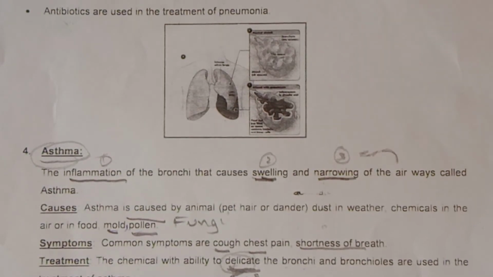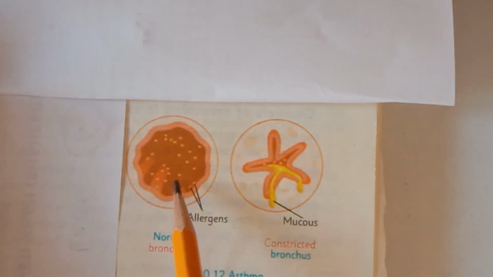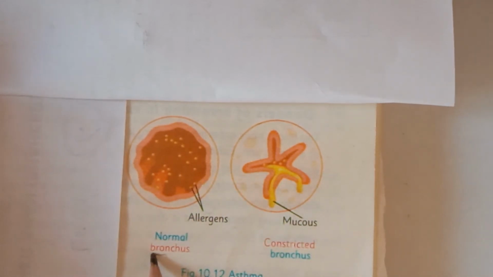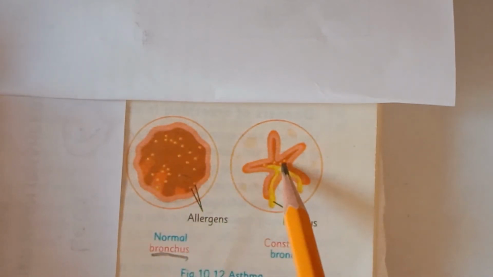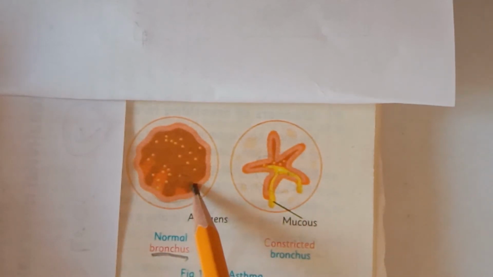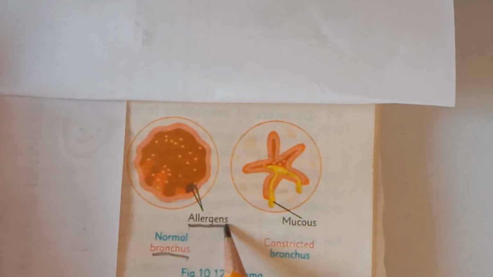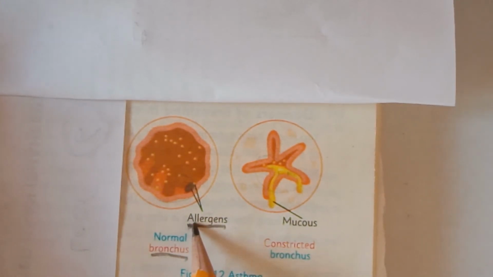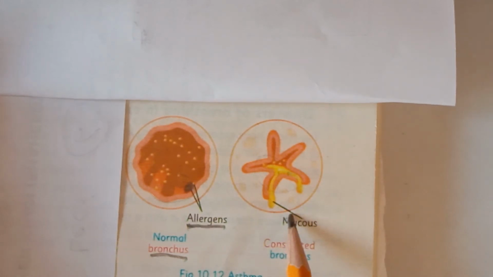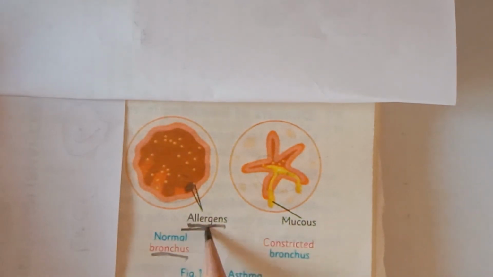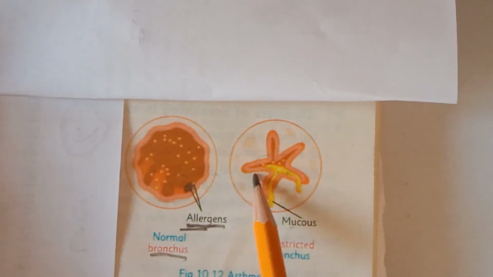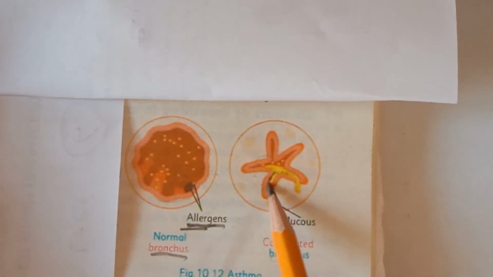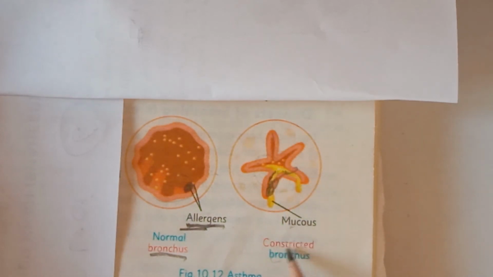The diagram shows the effect of asthma. Allergens. This is normal bronchus, and this is a constricted bronchus. Dilated bronchus, and this is constricted bronchus. So allergens accumulated. What are the allergens? The dust particles, the danders or mold or the pollens which cause a constriction of the airways or bronchus are called allergens. So allergens cause the constriction of the bronchiole or bronchus, and then mucus accumulated inside the wall. So these are the constricted airways or bronchus.